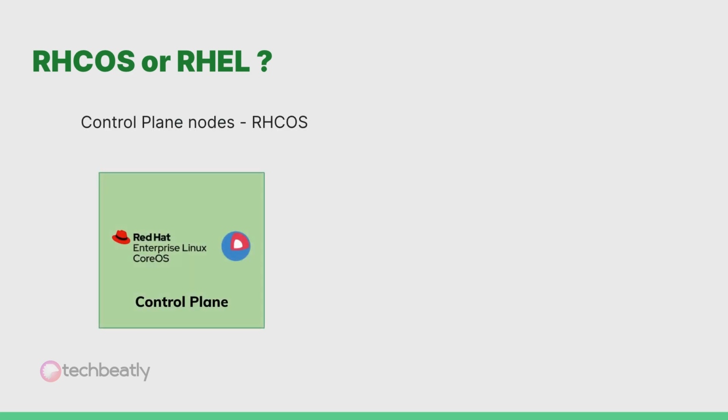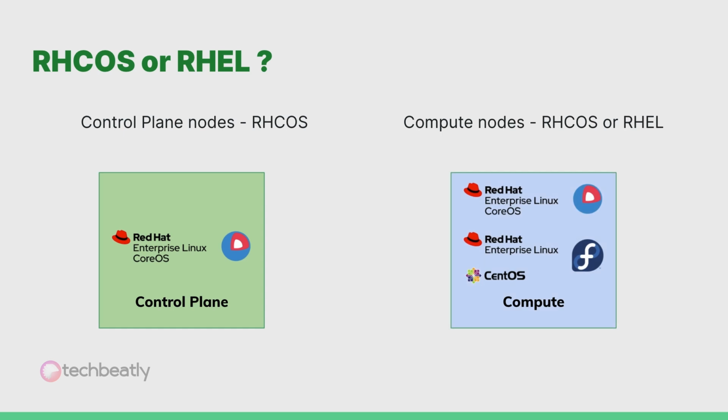Please note, there are some restrictions on selection of operating systems for the cluster nodes. For the control plane nodes, you must use RHCOS. But for the compute or worker nodes, you can use RHCOS or RHEL. And if you are using OKD, then you can use alternatives like FCOS, CentOS, or Fedora.